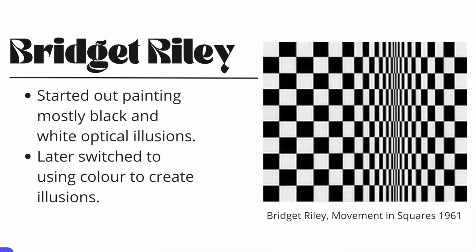So let's look at one op artist. Her name is Bridget Riley. She was working in the 1960s and much later as well. She started out by painting mostly black and white illusions, like the one we see here. In this one, it looks like the picture is receding backwards and going down, but it's just a flat painting. This is really cool. Later on, she switched to using color to create her optical illusions.